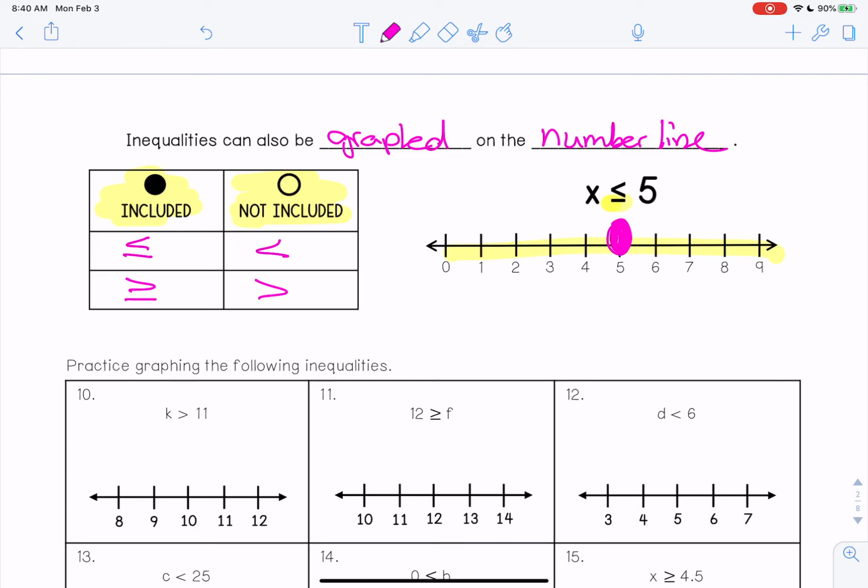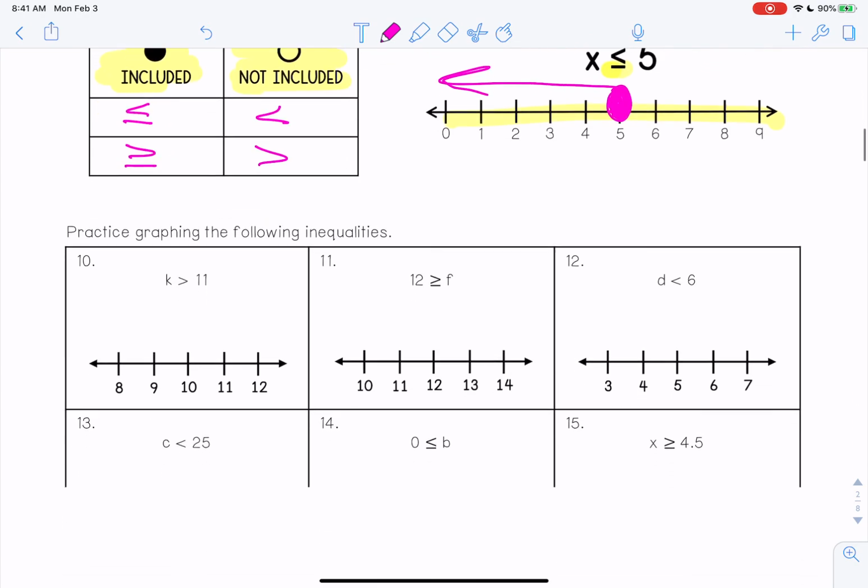Now our second step is to draw an arrow, and that arrow is going to represent all the numbers that x equals. So in this case, x is all the numbers smaller than or equal to 5. So that bubble filled in takes care of the equal part, and then all the numbers smaller than 5, we represent by drawing an arrow in the direction of all the numbers smaller than 5. Okay, so we'd be going towards 0 and negatives, right? Because that's smaller than 5.